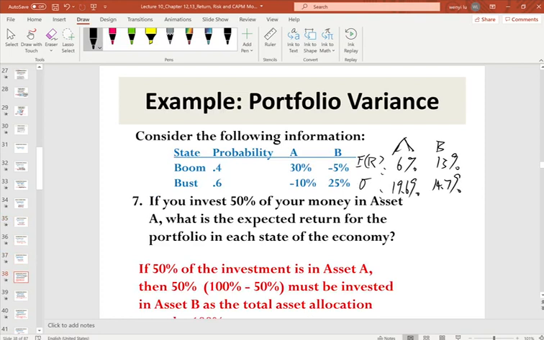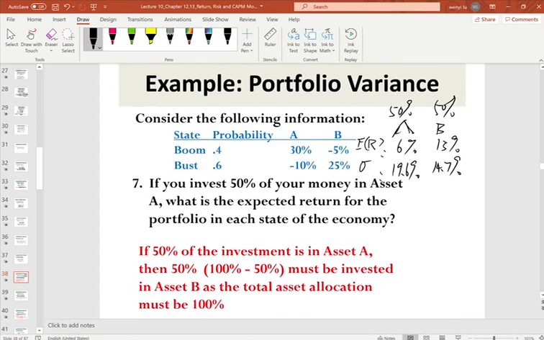So first, we want to form portfolios. These portfolios will split the money into the two stocks evenly. So half the money will be put into A, and the remaining half will be put into B. A will take 50% in the portfolio, and B will be 50% in the portfolio.